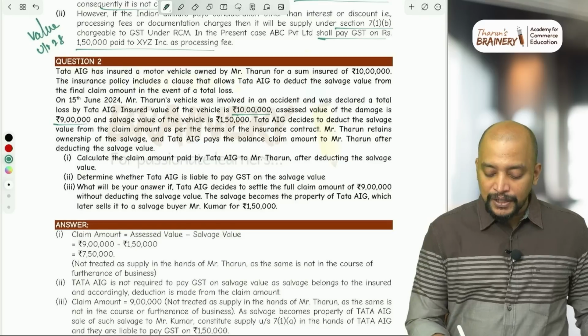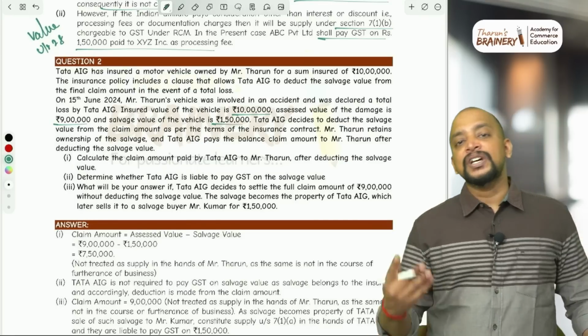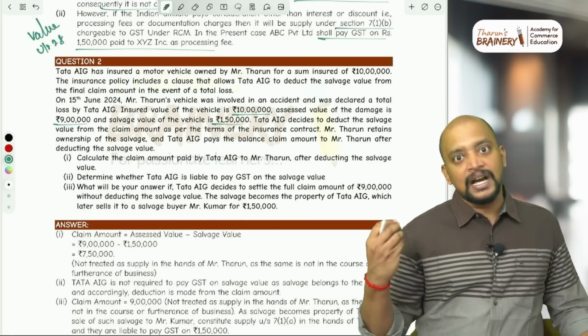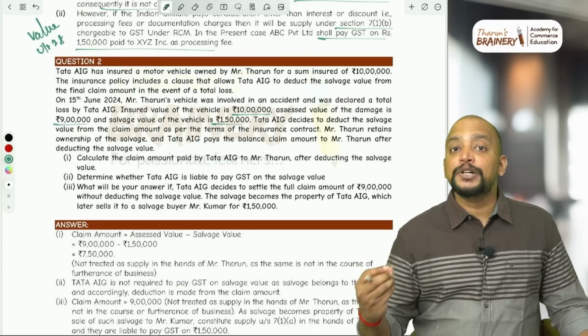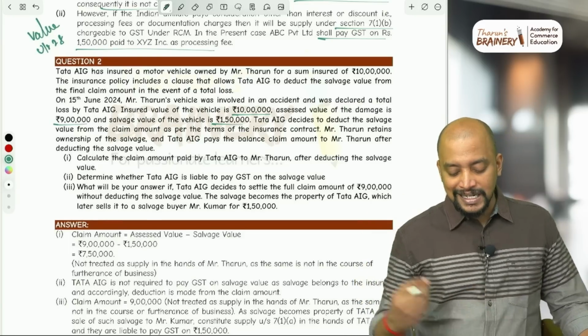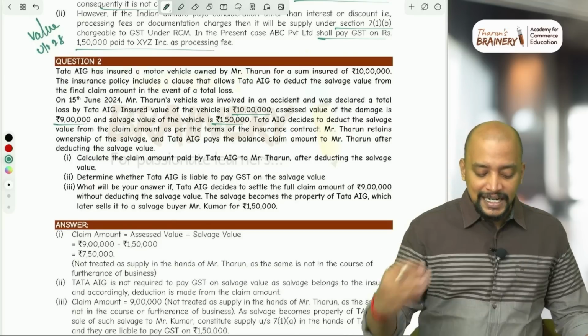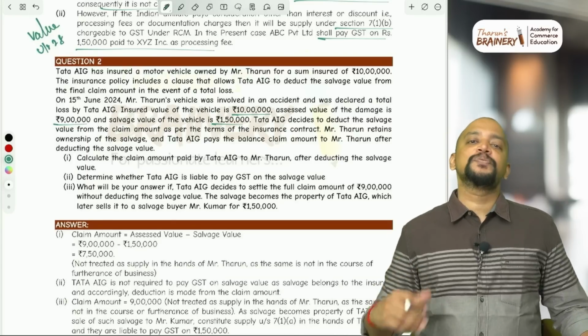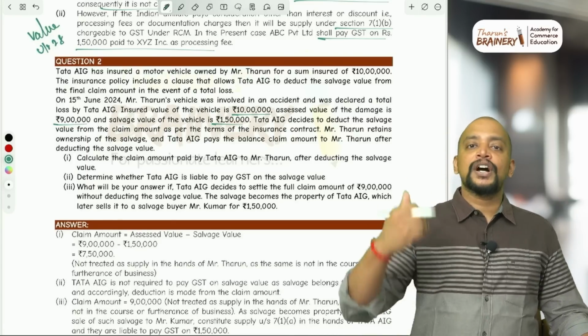Now, salvage value is 1,50,000, meaning after damage, there will be some leftover parts of the car. If it is sold, we will be able to fetch 1,50,000 rupees. Tata AIG decides to deduct the salvage value from the claim amount, which means what they are doing, they are telling, boss, anyhow it is yours.